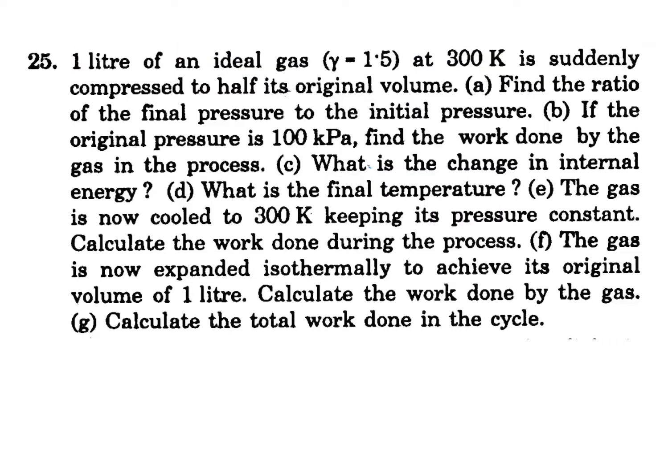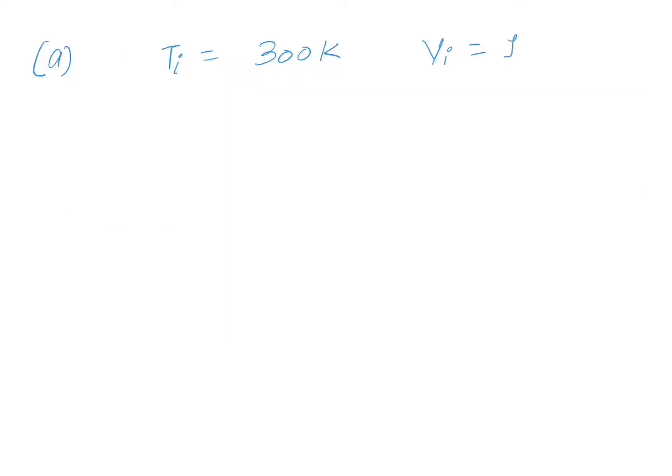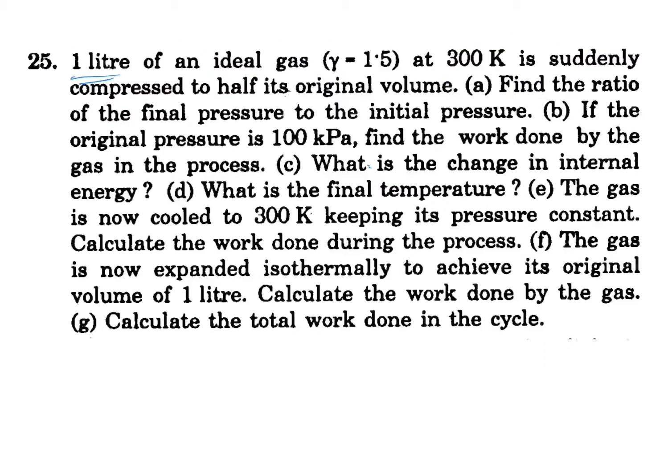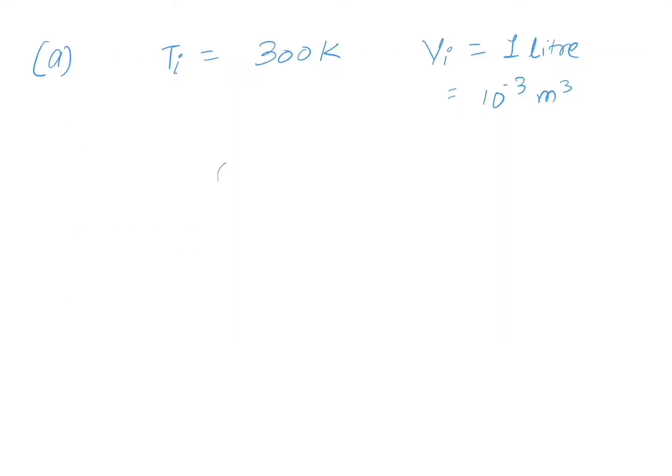So for the part A, initial temperature is 300 Kelvin, initial volume is 1 liter, or that is equal to 10 power minus 3 meter cube. Now the final volume is what? Final volume is half the original volume. So V final is equals to V initial by 2, that is equal to 0.5 into 10 power minus 3 meter cube.